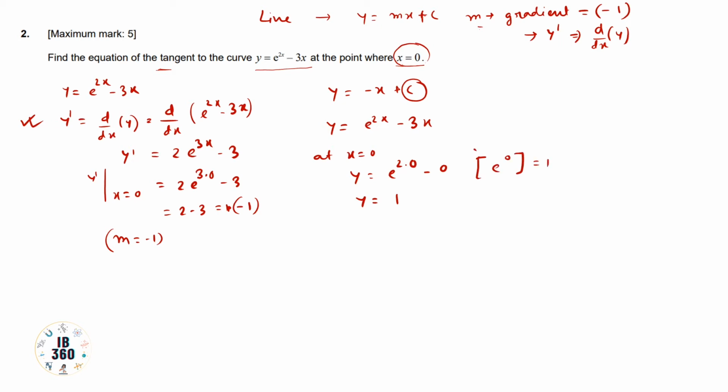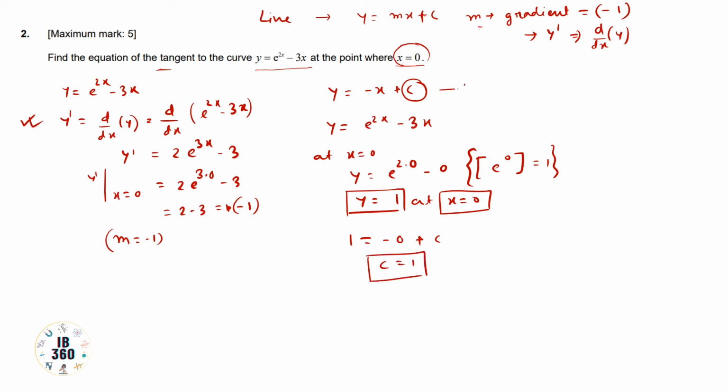So from here we are getting y equals 1 at x equals 0. We will put this in the equation: 1 equals minus of 0 plus c. So c equals 1. If this is equation number 1, then we have put the values in equation number 1.